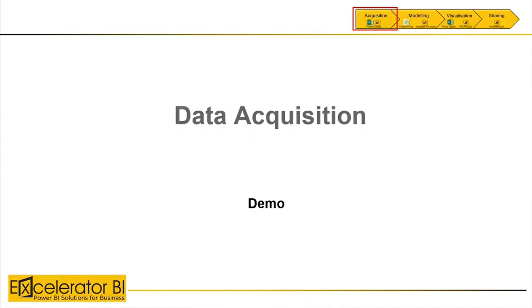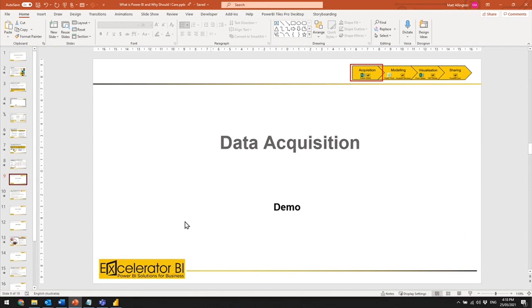Okay, so let's go ahead and do a demo, a data acquisition demo. In fact, I'll show you a couple of demos. There are a few different ways that you can load data. As I said, there's sort of 150 to 200 different types of data connectors. But for the first demo, I'm going to load some data from a CSV file.